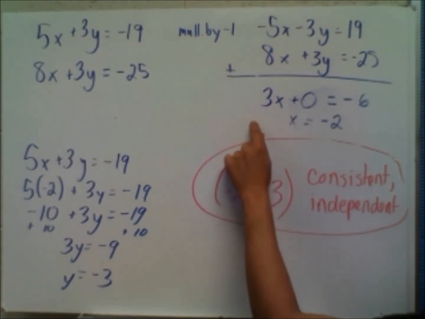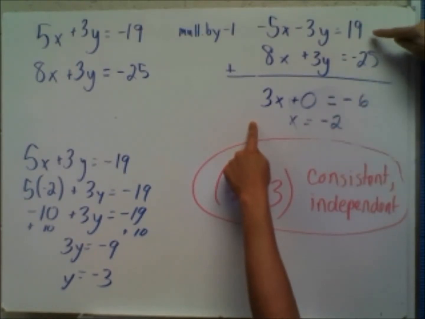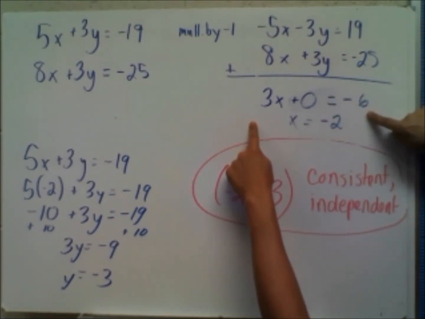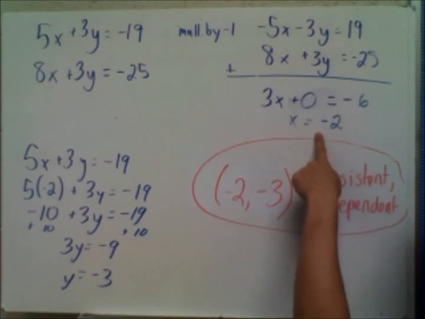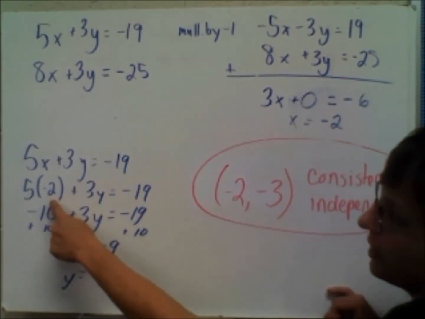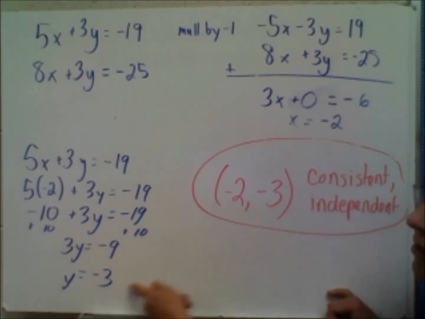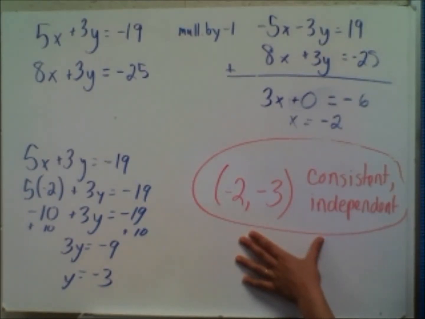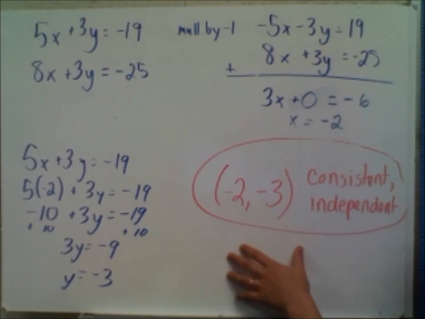-5x plus 8x is 3x. -3y plus 3y is 0. 19 plus -25 is -6. When I solve for x, I get x equals -2. I take that -2 and plug it back in. I solve for y, I get -3. Again, I have a consistent independent system here because my answer is -2, -3.